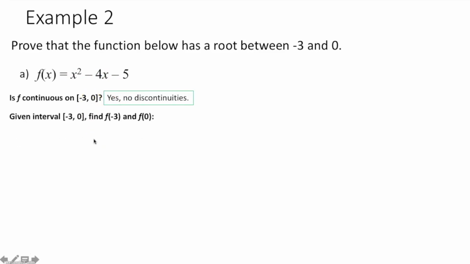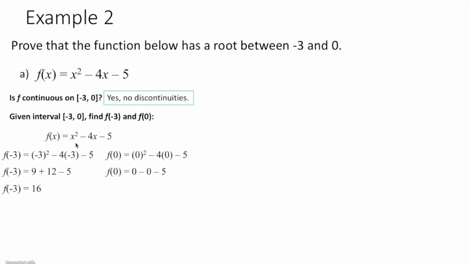Next, we have to find the y values associated with our two endpoints. So we take each of those endpoints, plug them into our function, and get the y value associated with each. When I plug in our first endpoint, I get a y value of 16. When I plug in the other endpoint, I get a y value of -5.